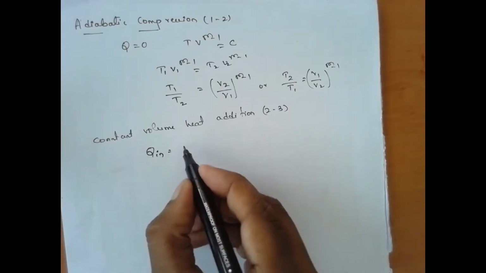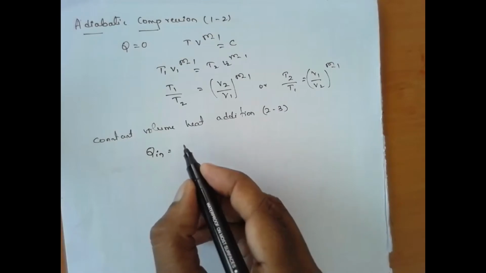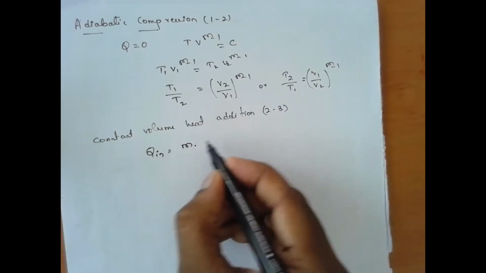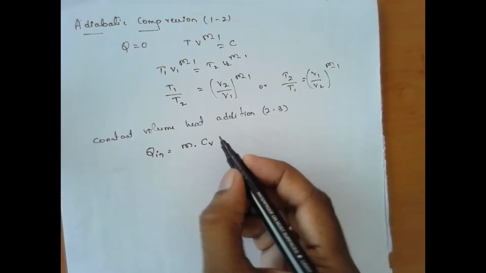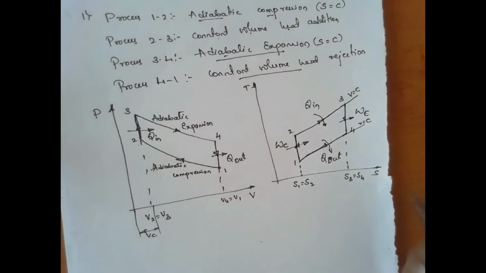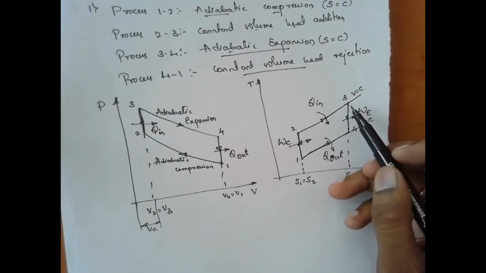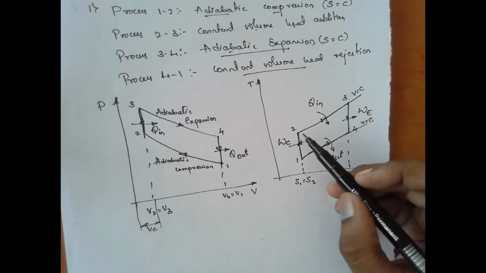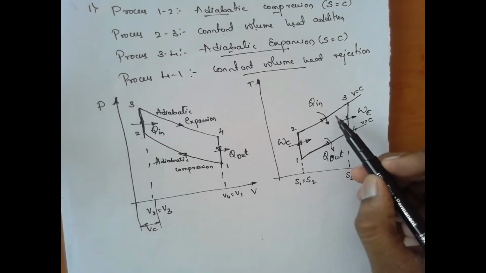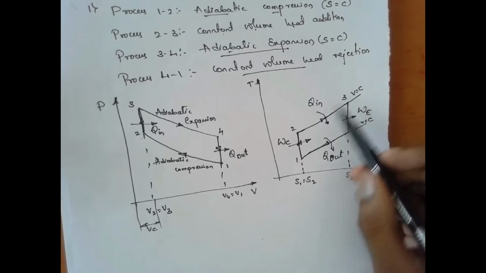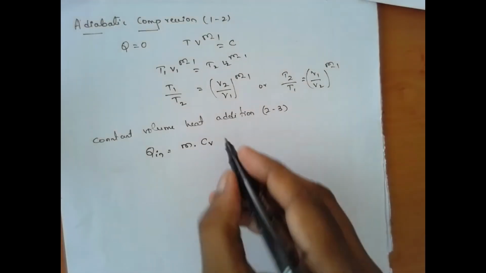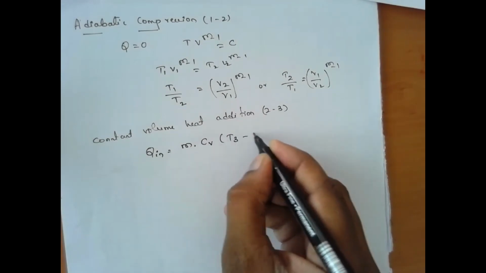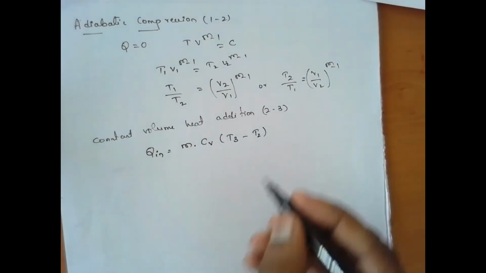So Q in is mCV delta T, where m is mass, CV is specific heat at constant volume, and delta T is the temperature difference. So 2 to 3 is a constant volume heat addition process. Here the temperature is gradually increasing, so the temperature difference is T3 minus T2. This is process 2 to 3.